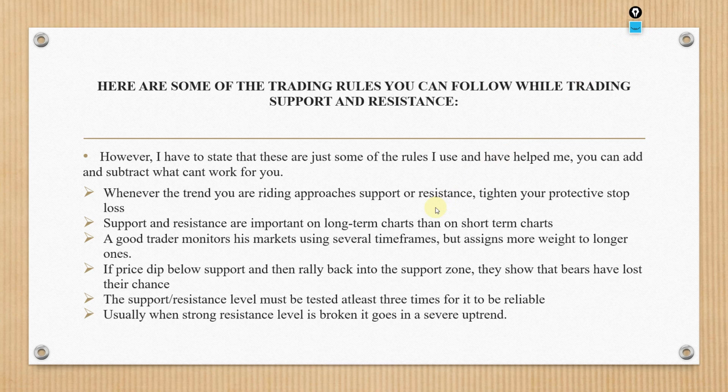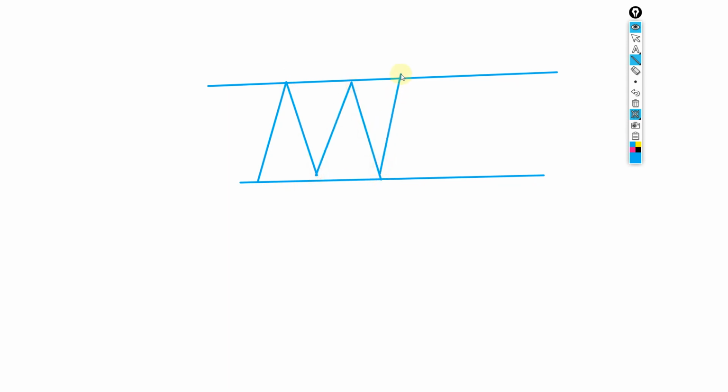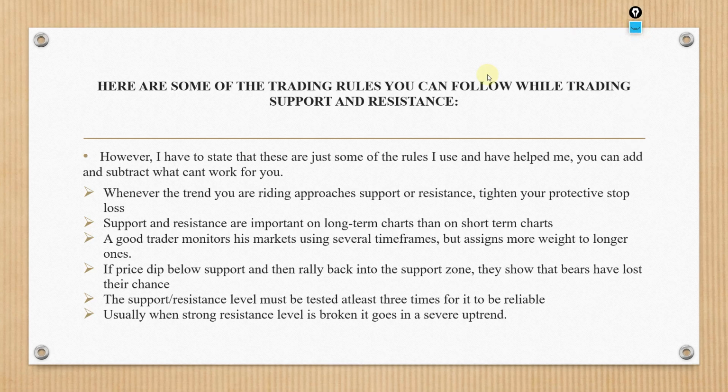The support and resistance level must be tested at least 3 times for it to be reliable. So it has to be tested, let's say like that, 1, 2, 3. The third one you should be selling just like that until it breaks out of structure, or it breaks upwards, just like that, right? Usually when strong resistance is broken, it goes into a severe uptrend. So if a strong resistance is broken, then we'll have a long uptrend, just like that. That's what it means.